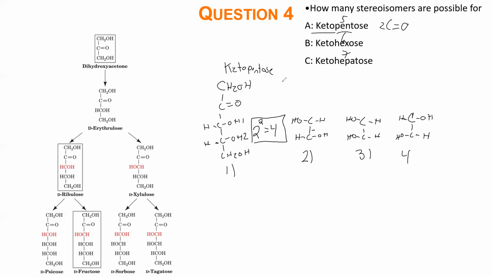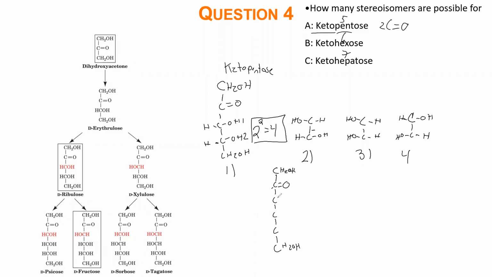All right, so hopefully you could wrap your head around that, or at least got part of the way. So let's look at a ketohexose. So 1, 2, 3, 4, 5, 6. We have 6 carbons. It's a ketone, so the carbonyl goes on the second. CH2OH at the top, CH2OH at the bottom.